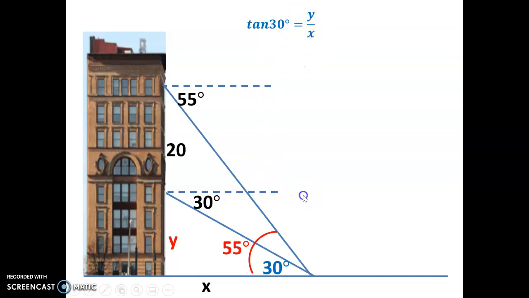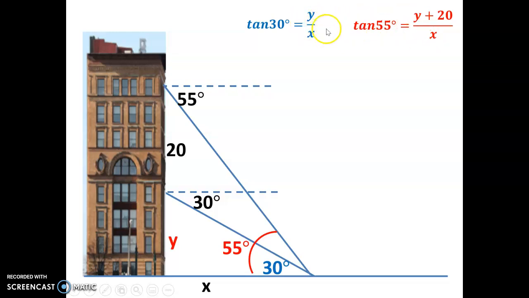Let's take a look. How about tangent of 55? So now I'm talking about this whole red angle here, and now I'm talking about this full right triangle right here. If that's 55, tangent is opposite, which is now y plus 20, the full length there, over x. Notice we have x here and here. So now I have two equations that I can somehow combine.